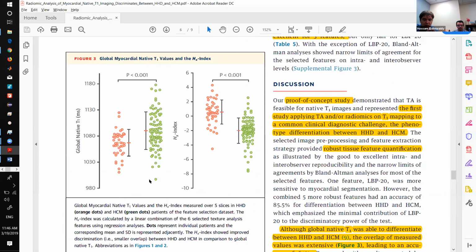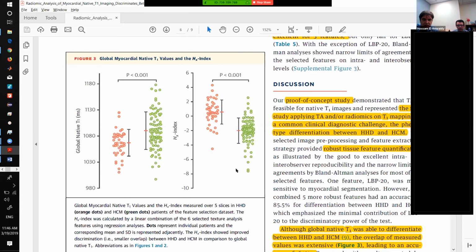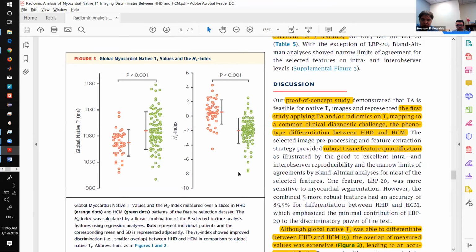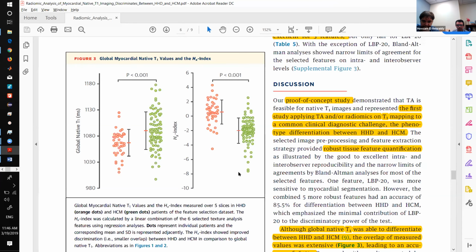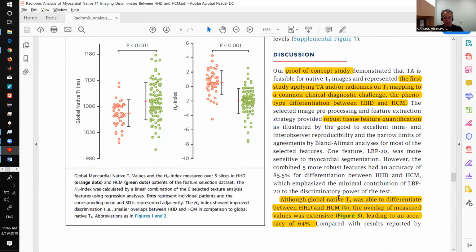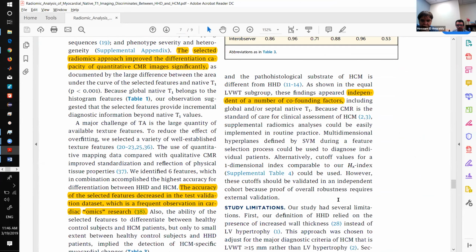And if you use our features summarized by an index, you can see that the difference between the cohorts is much higher and enlarged, which gives us an argument that for certain disease classification, radiomics approaches help to differentiate between diseases beyond global native T1 mapping itself. So in summary, we had 2 main findings.